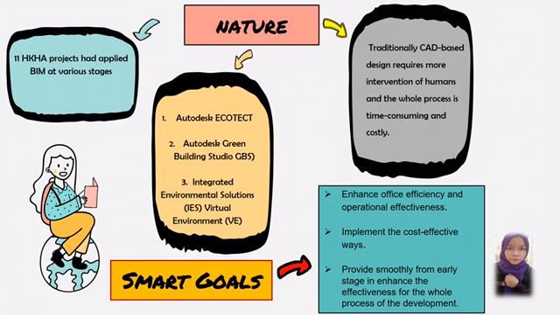Today I will explain the nature of the Hong Kong development. In Hong Kong, the government, referred to as the Hong Kong Housing Authority, introduced BIM technology in their industry. There were about 11 projects that had applied BIM at various stages to enhance design and construction. Next, there are three commonly used BIM-based sustainability analysis software on the market, which are Autodesk Ecotect, Autodesk Green Building Studio, and Integrated Environmental Solutions Virtual Environment.